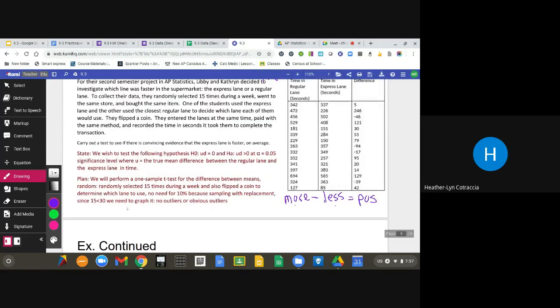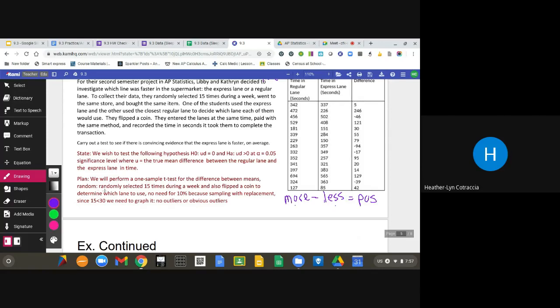So again, eventually you're going to wonder whether this is a 2 sample or a 1 sample, because we're only really concerned about the differences and it's very dependent, then we will be doing a one sample t-test for the difference between the means. Again, one sample t-test difference between the means. Make sure the first thing you do in plan is name your test.